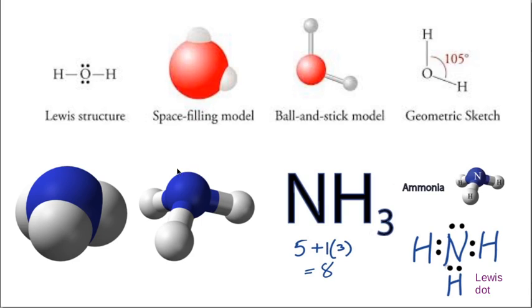So here are some more examples. Here's water's Lewis structure. Here's water's space filling model. Here's water's ball and stick, and here is a geometric sketch. They do actually know that the angle between the 2 hydrogen atoms is 105 degrees, and that's something we look at next year as well. If we look at ammonia, this is a space filling model of ammonia. Here is one of the ball and stick ones. Here's our Lewis dot for ammonia. And here obviously is NH3, the chemical formula. So there are all these different ways of representing things so that we can explain things easily in chemistry.